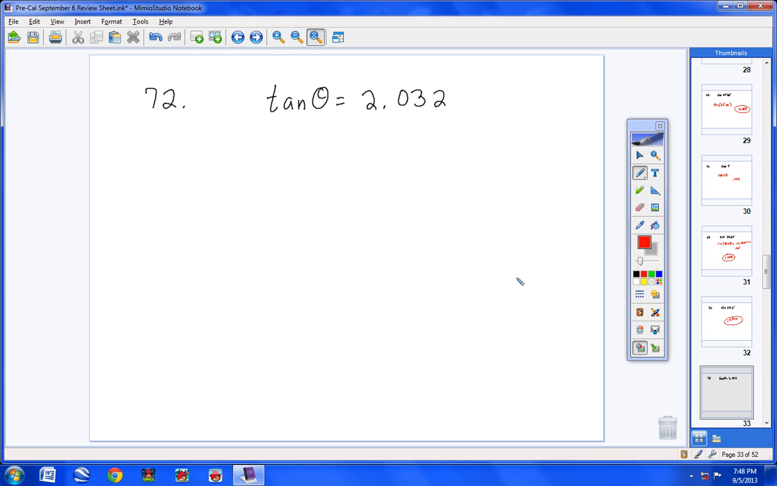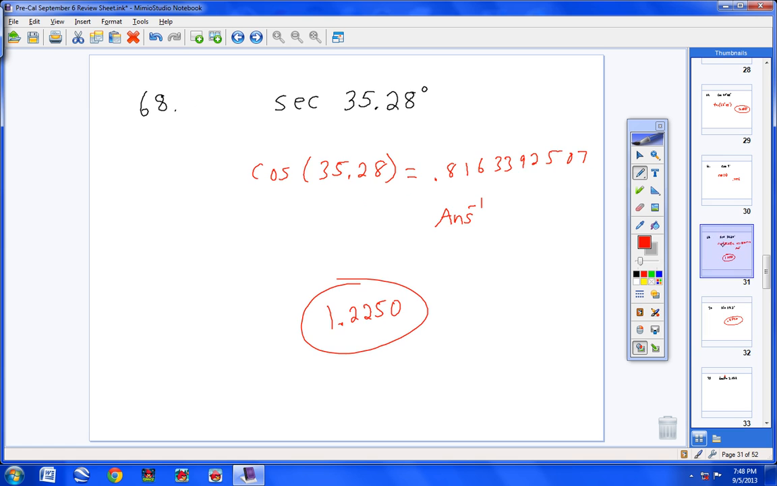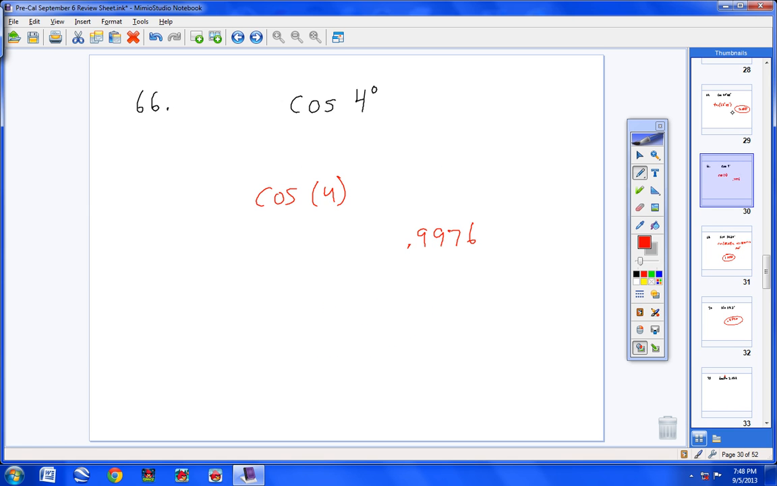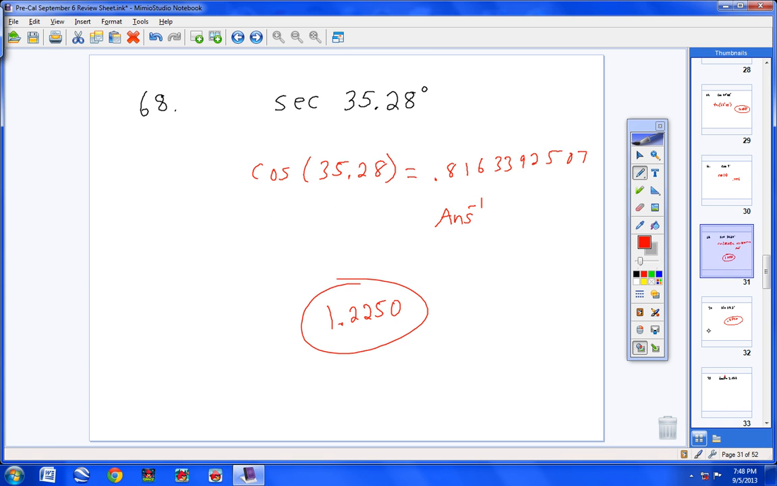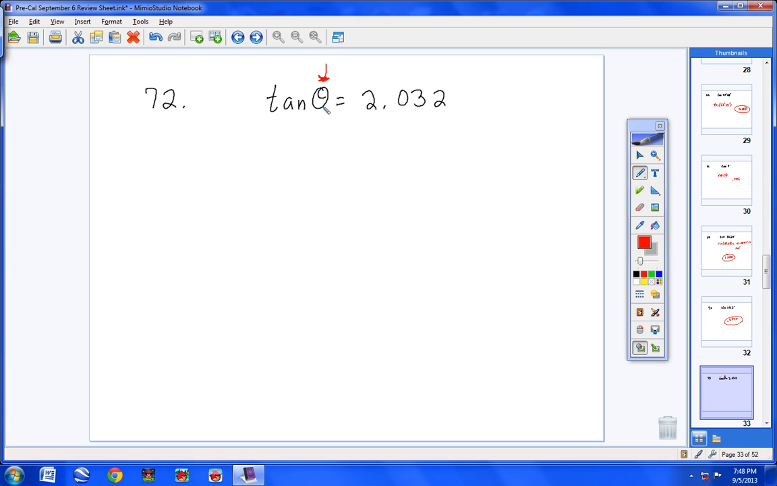Okay, here we go. Tangent. Now we're trying to find an angle. Whenever you're using a missing angle, that's when you want to hit second tangent. Notice in the previous problems we were not looking for an angle. They gave us an angle. Okay, now we're looking for the angle. So when that happens, it's tangent of a certain angle gives you 2.032.